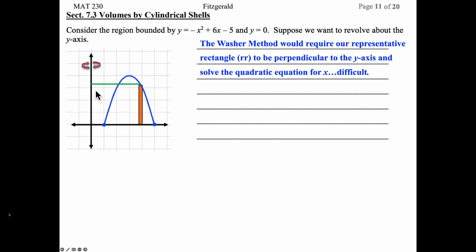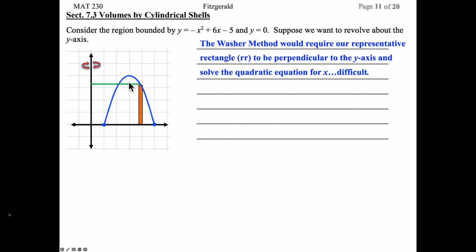My capital R of x, going from the axis of rotation all the way to the longest part of my rectangle, is the blue curve. And then my little r of x, that's the shortest distance, it's the same function. So we'd have that function squared minus the function squared. Everything's going to cancel out. It's not going to work very well, so that's going to be very difficult to do.